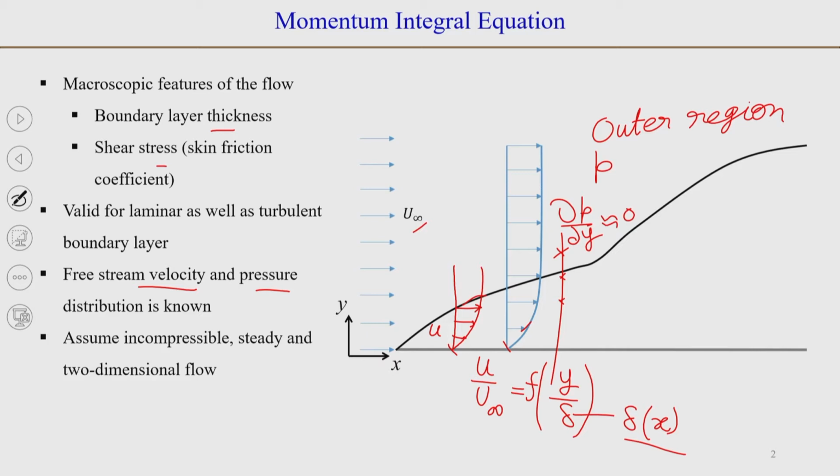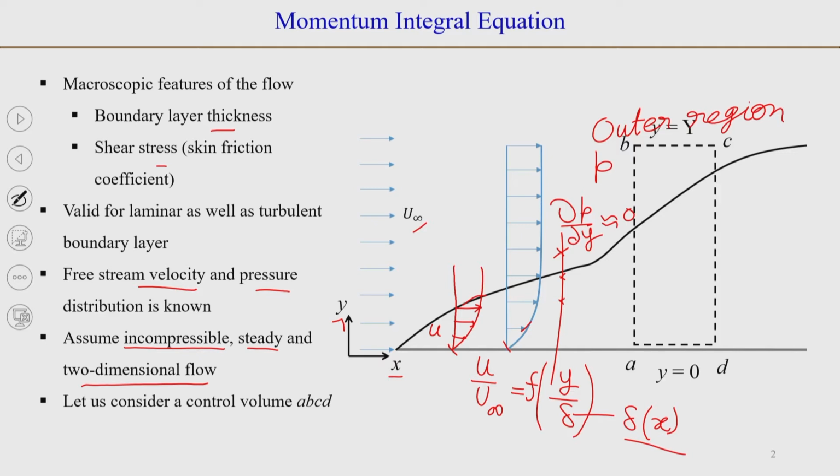So, to start this analysis, we will again consider the flow to be steady, that means it is time independent, it is not transient, the flow is incompressible, and we will consider a two dimensional flow in x and y coordinates. So, we will consider the Cartesian coordinate system, and we will consider a small volume. We will consider a control volume A, B, C, D here as shown by the dotted line. This control volume encompasses the fluid which is next to the wall.